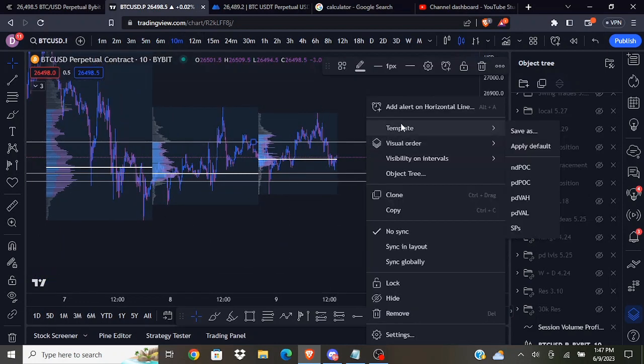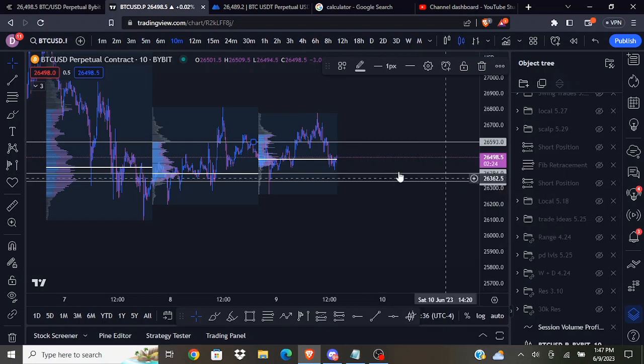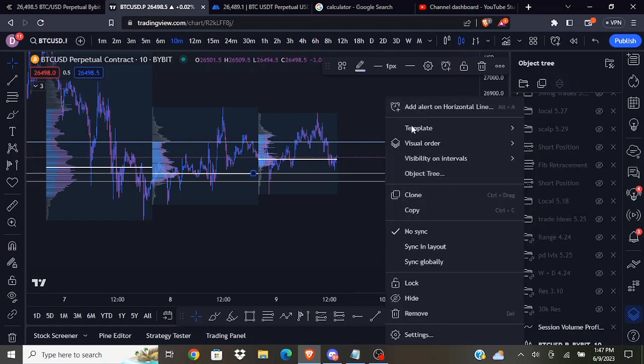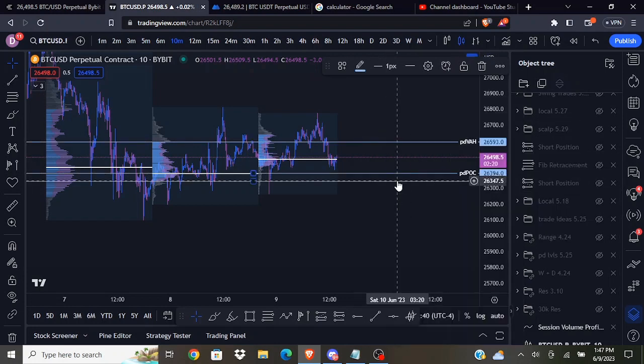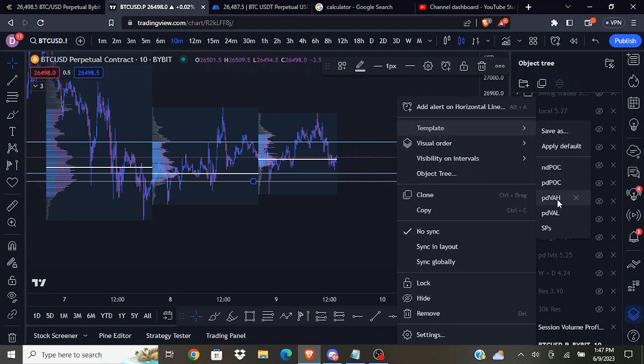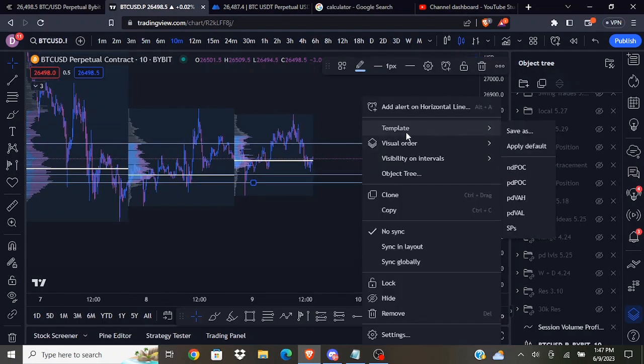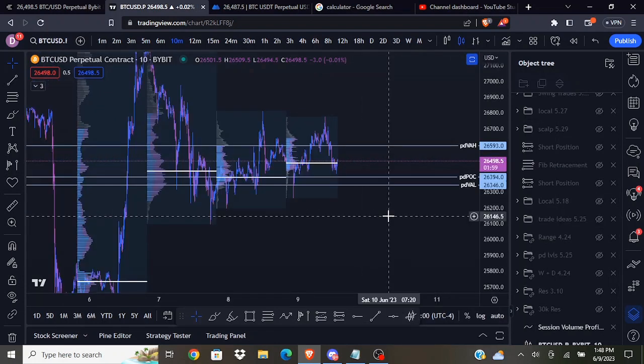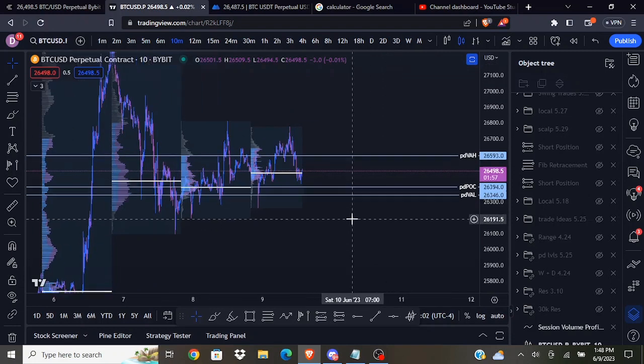And I have presets for these, so I can label this one PD value area high, this one PD POC, and this one PD value area low. And I clicked the wrong thing there. And yeah, that is basically how you mark out previous day levels.